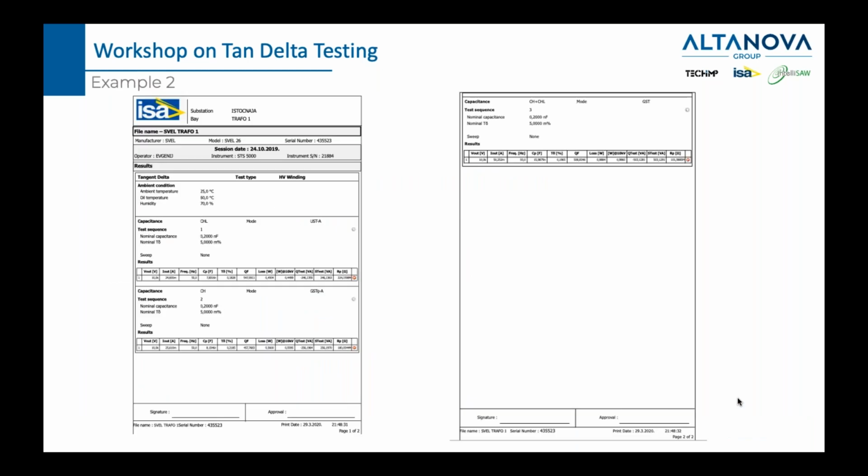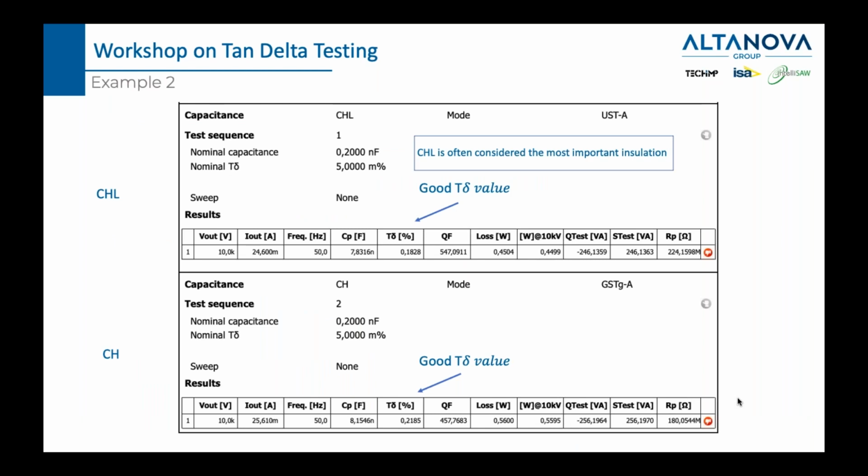In this next example, also done on a transformer, this transformer had only primary and secondary. It did not have the tertiary. So what we have here is the measurement of CHL, and we got 0.18, even better than before, and the capacitance of 7.8. It was done at 10 kilovolts. And then we did CH. Basically, we just changed one drop box in our firmware to do this measurement and then to do this measurement. We didn't change the connections.